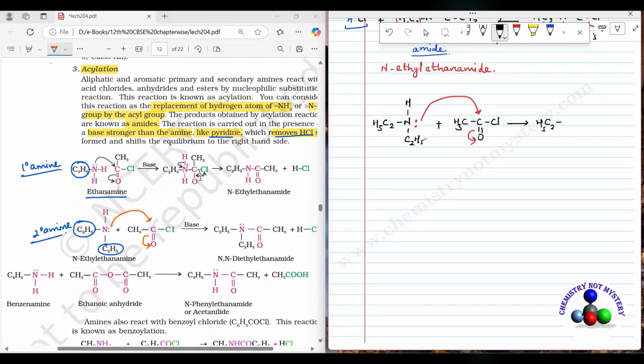C2H5 nitrogen. Here it is bonded with hydrogen. On the other side it is bonded with another ethyl group. Now this nitrogen will develop positive charge. Now it will make bond with the carbonyl carbon. Here it is bonded with CH3. On the other side it is bonded with Cl, and this is oxygen which develops negative charge.